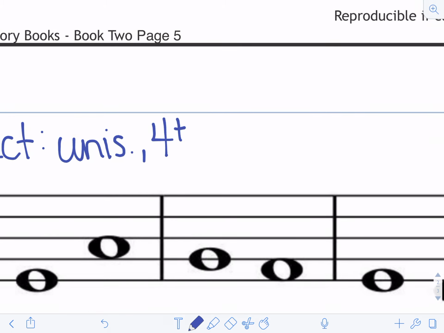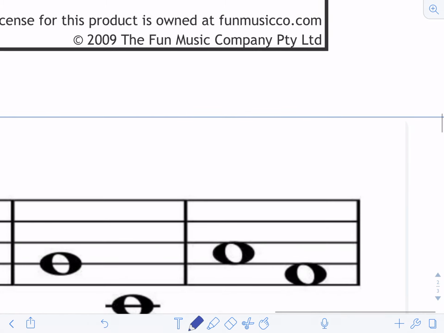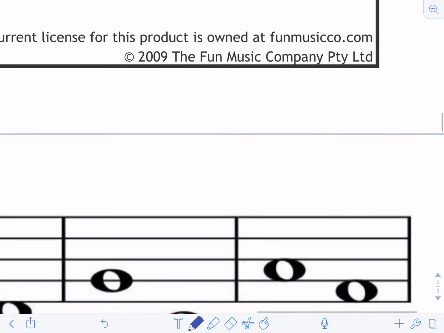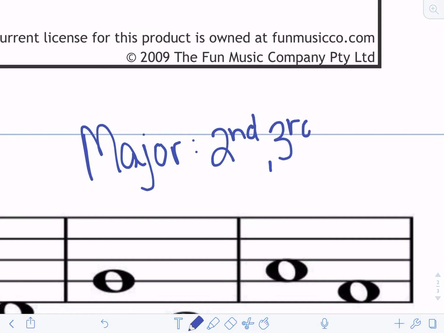Fourth, fifth, and octave. Then there's another kind of interval that they didn't address in that previous page, and that's the major intervals. Major intervals are going to be seconds, thirds, sixths, and sevenths.